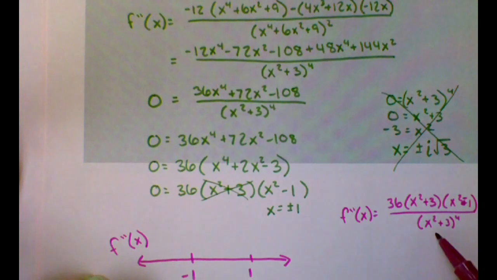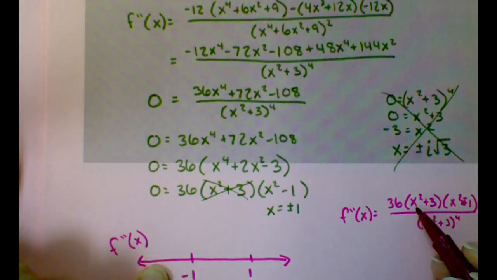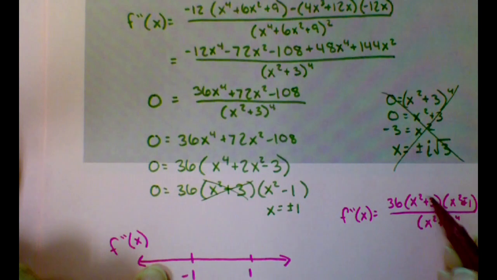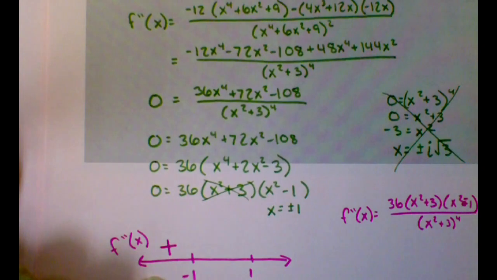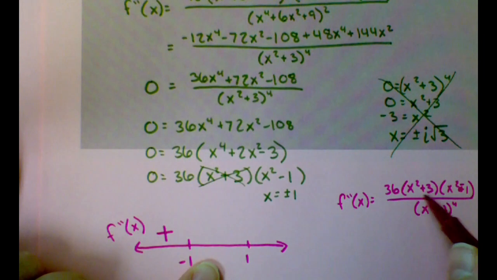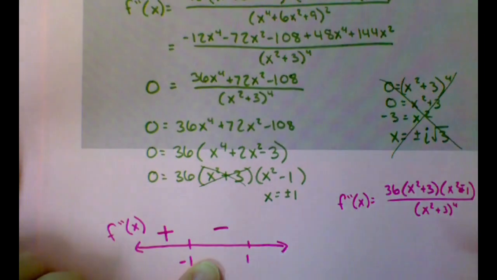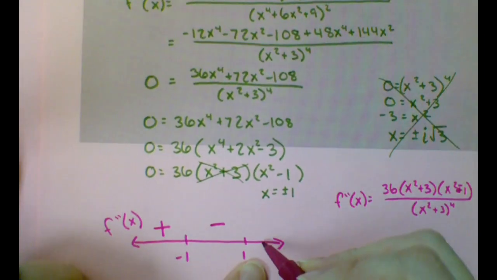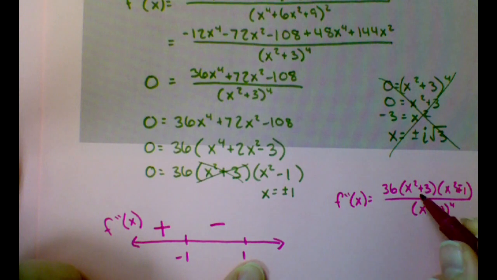I know the denominator is always going to be positive, so that's helpful. If I plug in negative 2, I get positive times a positive. Negative 2 squared minus 1 is still a positive. I have all positives. My second derivative is positive. If I plug in 0, my denominator is still positive. I get positive times negative, so it's negative. And something bigger than 1, so maybe 2. Positive, positive, positive. All right.